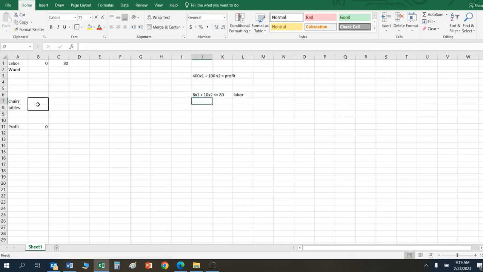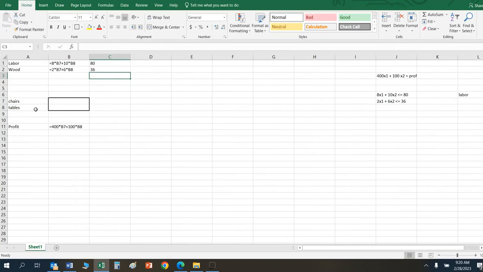Okay, for the boards of wood, that was 2x1 plus 6x2 less than or equal to 36. So for B2, we're going to put equals 2 times B7 plus 6 times B8. Okay, B7 is our x1, B8 is our x2. That needs to be less than 36.